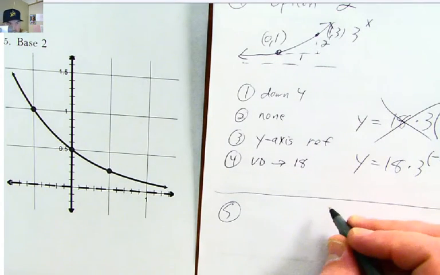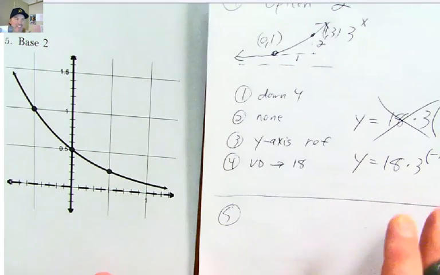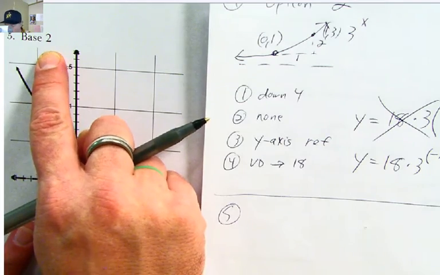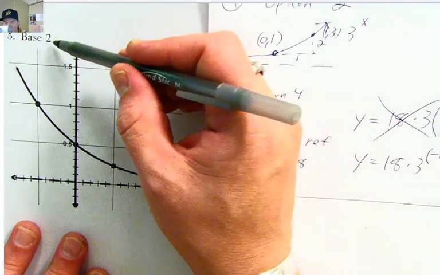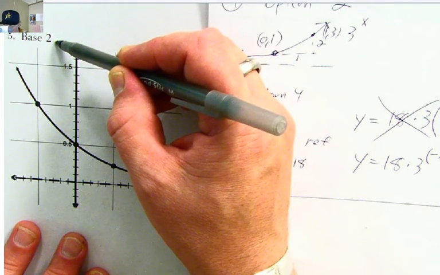Okay, so in this one, we have base 2. Oh, okay, interesting. They're trying to trick you here. Base 2, that's a growth. But this is a decay. So if you do a base 2, it's going to have a y-axis reflection in it.